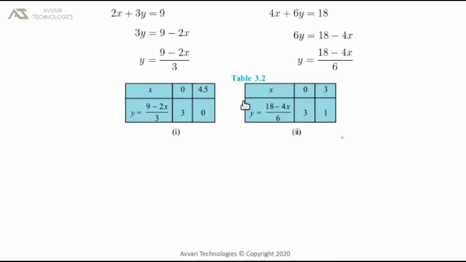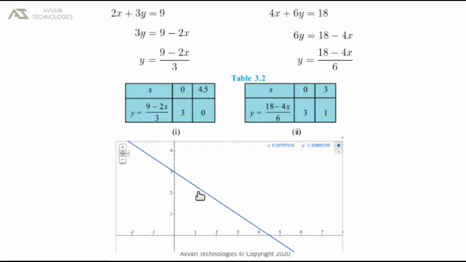For the second equation, we will plot a graph for x and y. At x is equal to 0, y is equal to 3, and at x is equal to 3, y is equal to 1. Now let us plot the graph. Here you can notice the graph. The two lines are coinciding with each other, which means the two lines are overlapping each other. So we cannot distinguish both the lines since they are overlapping.